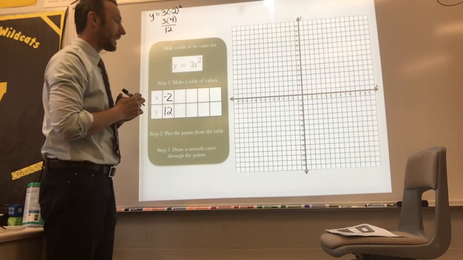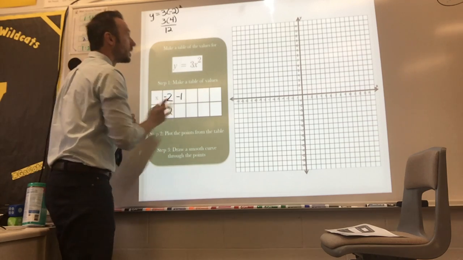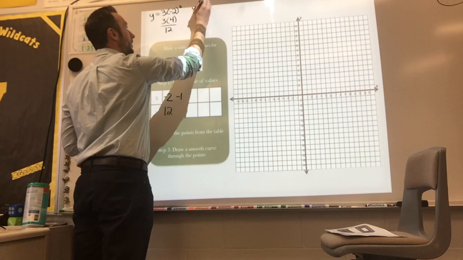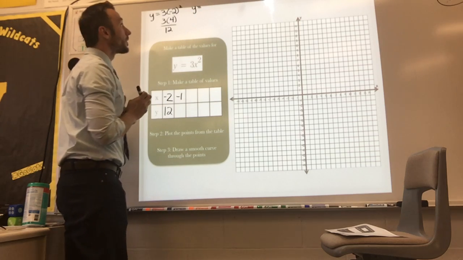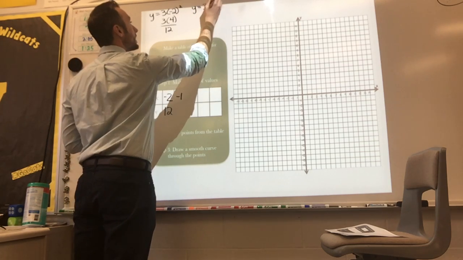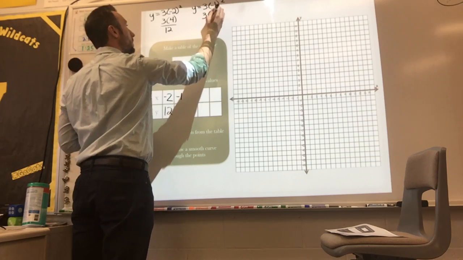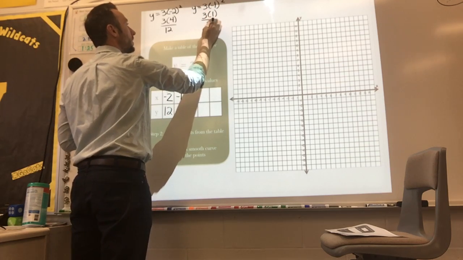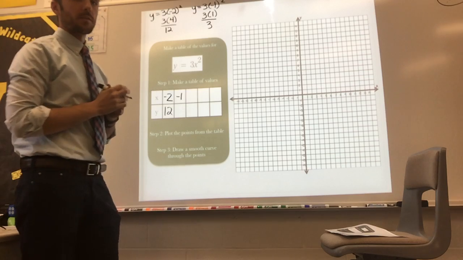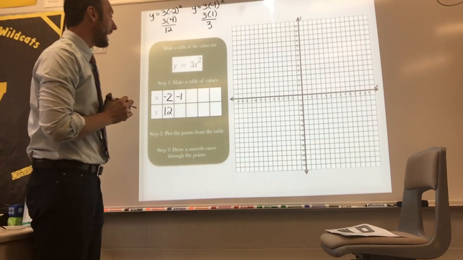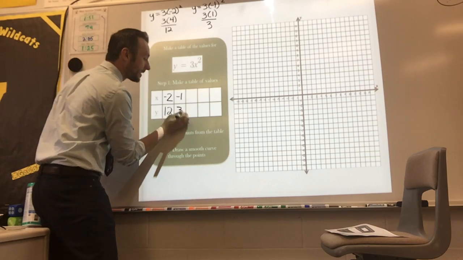Pick another point on the negative side. I'm going to pick negative 1. Plug it in for my x in my equation. So I'll be left with y equals 3 times negative 1 squared, which is the same as 3 times 1, which is just 3. So I know the second point of my parabola, my quadratic function, will be at negative 1, positive 3.